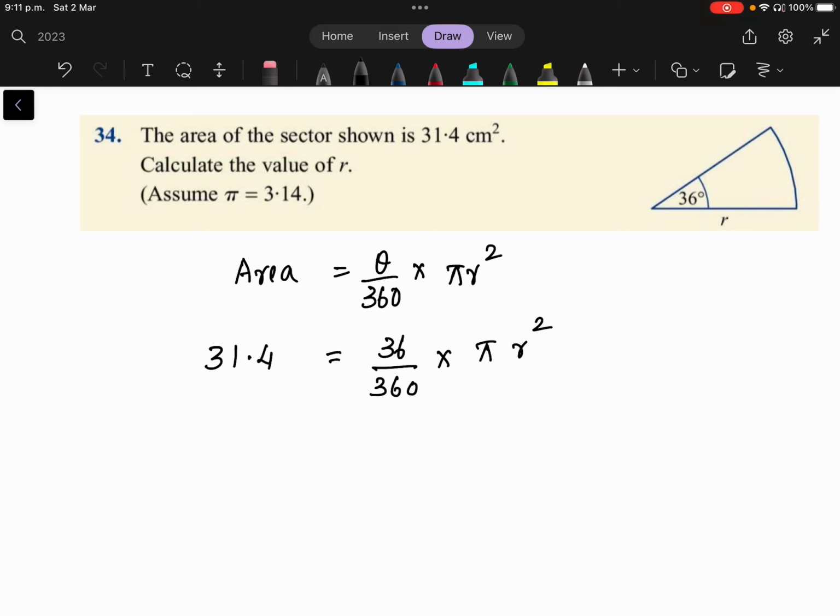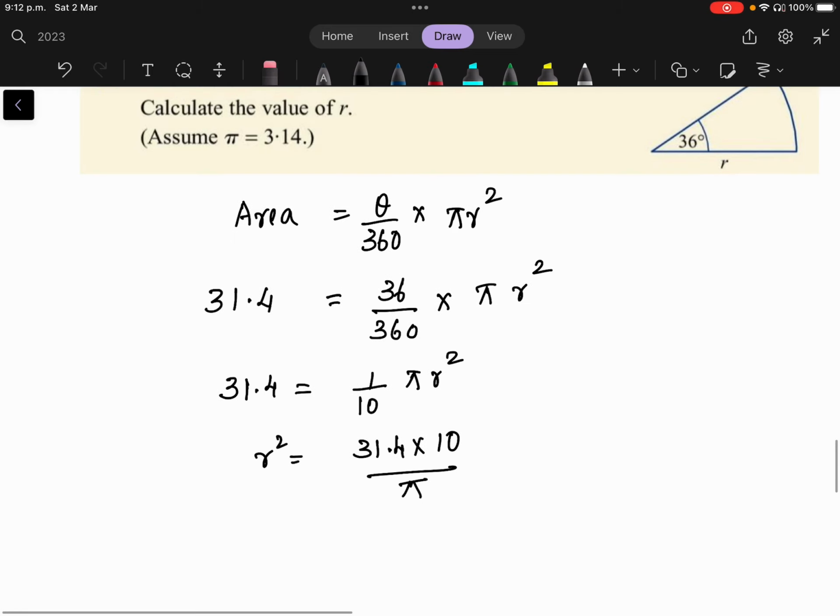So in this case, you can simplify this. The first thing is, you can put this into the calculator, 36 over 360, and then you will get the simplified version, and then you simplify all the factors accordingly. Let me just try to simplify it in normal way. So 31.4 is equal to 1 over 10 pi r square, and then r square is equal to 31.4 times 10 divided by pi. Once you put this into the calculator, you will get the value of 100. So r is equal to square root of 100, which is equal to 10.